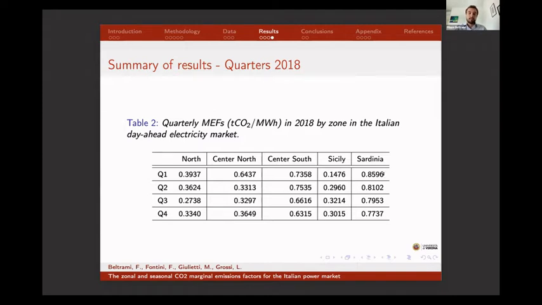Another relevant aspect, and which is quite alarming in our perspective, is the result for Sardinia, which confirms to have the highest marginal emission factor in Italy. Therefore, some considerations about the phasing out of coal inefficient thermoelectric power plants in this area need to be further examined.